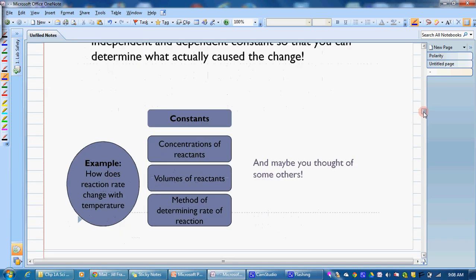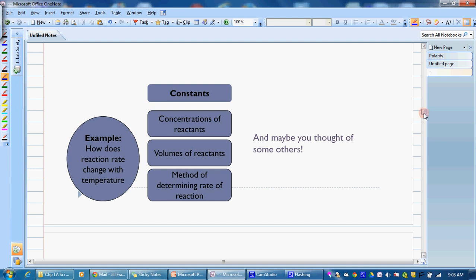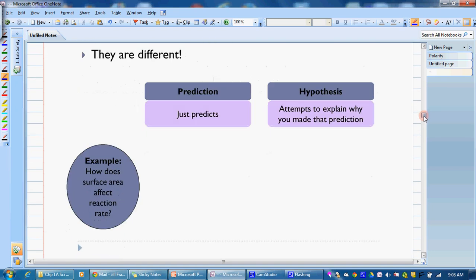So as we go down here, we also have to keep our concentration the same. So if we're using salt solution, it has to be the same concentration every single time. The other is the method of how we determine the rate. So if I'm going to measure the time from when I first combine the reactants till I see no more bubbles, then I have to do that exactly the same every time I collect data.